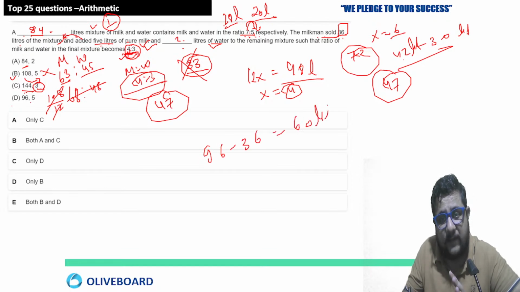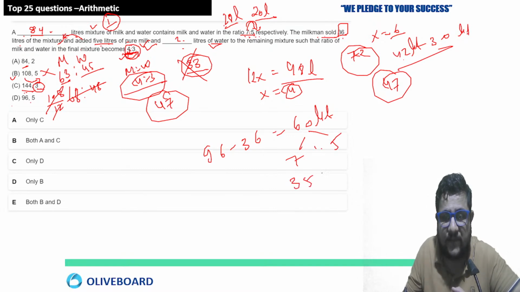60 liter now you have. So this 60 liter is in the ratio 7:5. So 12x equal to 60, so x equal to 5. 7 5s are 35 liter milk and 25 liter water.